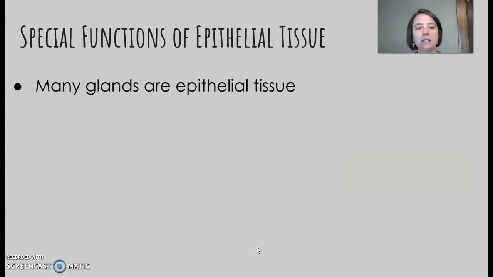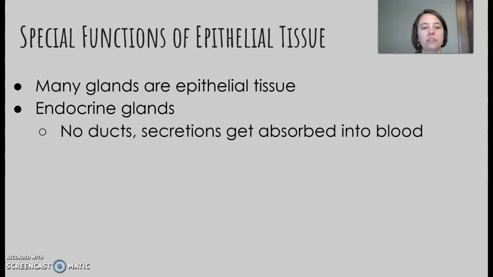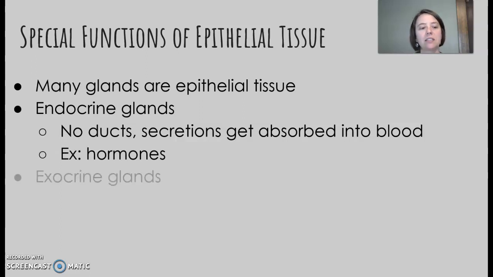So many glands are made up of epithelial tissue. Like we talked about, some can secrete things, but then also the whole gland is made up of epithelial tissue. And there are two main types of glands, endocrine and exocrine. Endocrine, endo being inside, has no ducts, and the secretions get absorbed right into the body, right into the blood. And hormones are all made in and secreted by endocrine glands.